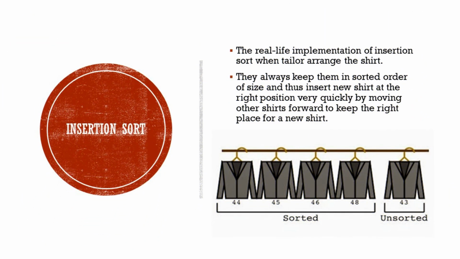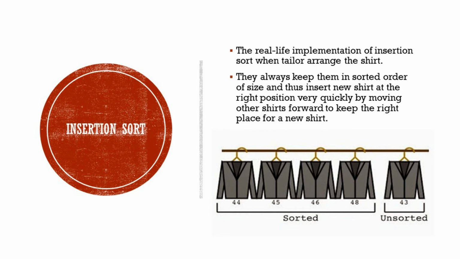To help us understand more, we take a look at a real life implementation of the insertion sort, which is when a tailor arranges shirts. They always keep them in sorted order of size, and then they insert the new shirt at the right position very quickly by moving the other shirts forward, which in the diagram is the left side, to keep the right place for the new shirt.